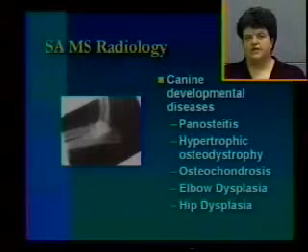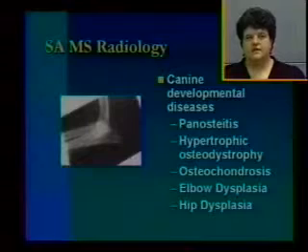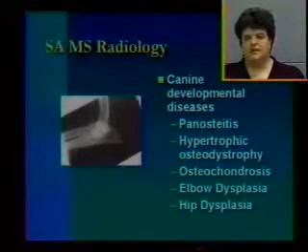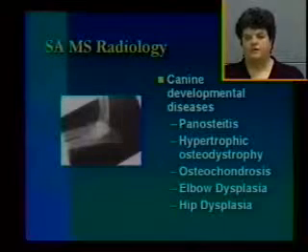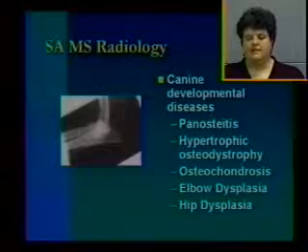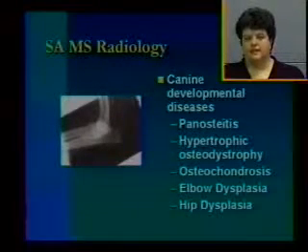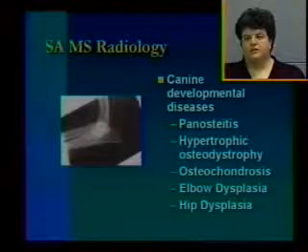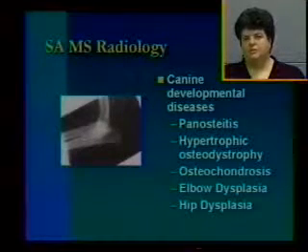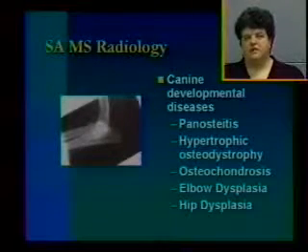Hypertrophic osteodystrophy is a giant breed or large breed disease of unknown etiology. Nobody knows what actually causes it. These are dogs that come in febrile, painful, not eating. And radiographically what you'll see is a double physeal line, typically in the distal radius and ulna. And you'll also perhaps see some periosteal new bone forming in this area if it's a more chronic case.